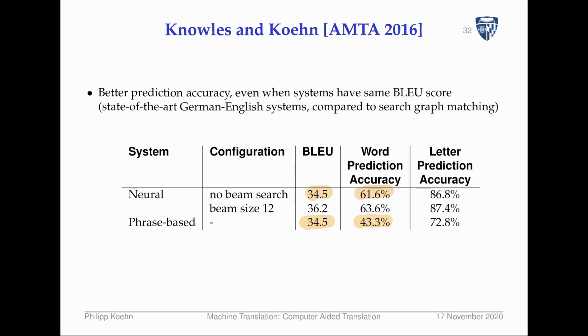So this is without running neural MT with beam search. If we have a beam search of 12, we get better BLEU scores, and we also get better word prediction accuracy. We also report here on letter prediction accuracy. The tool was actually smart enough that when you typed in, for instance, L, and there was a word that starts with L, it would predict a word that starts with L, and if you find that fine, you can press tab to accept that completion.